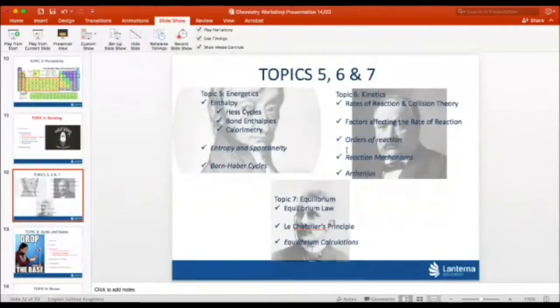Cool, okay. Topics 5, 6, and 7. So this is kind of thermodynamics and equilibrium, and some kinetics as well. So topic 5, in terms of Hess cycles, the first thing you've got to do is calculate enthalpy change. This is both standard and high level.